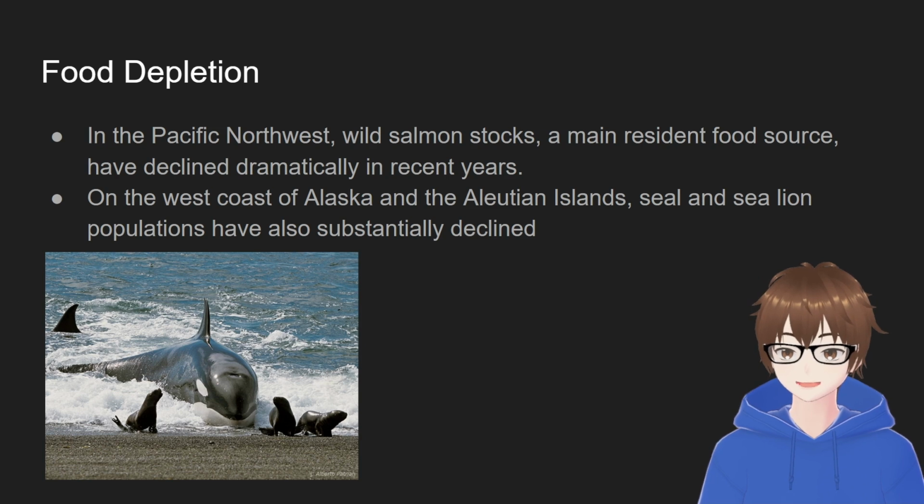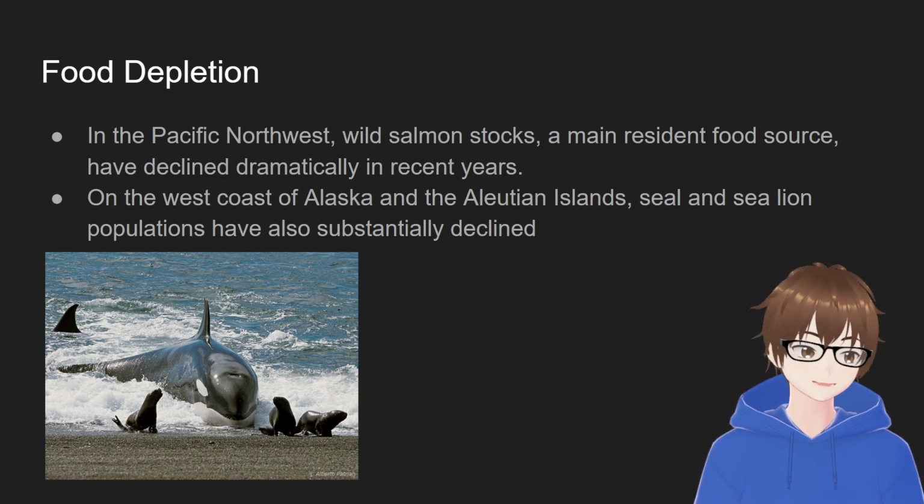Then, food depletion. In the Pacific Northwest, wild salmon stocks, a main food source for these orcas, have declined dramatically in recent years. And on the west coast of Alaska, sea lion and seal populations have substantially declined. So, as these food sources decline, there's not going to be enough food for the orcas. So, orcas will either A, have to find a new food source, or B, go hungry.